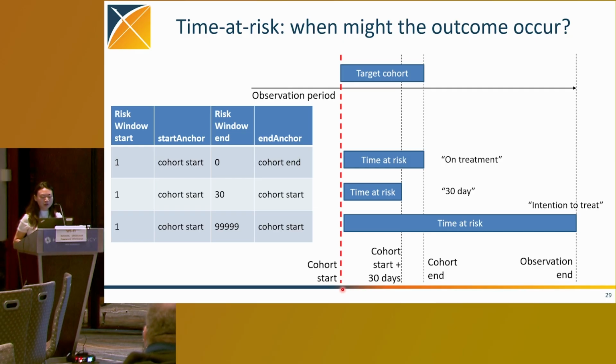3 examples I have here. You can say, okay, at cohort start, that's when they start taking the ACE inhibitor or whatever drug, and then I'm going to observe them until cohort ends. So this is called on treatment. You're going to observe someone until they stop taking the drug. Or you can say, I don't really care whether or not they're on the drug. I'm going to observe them for 30 days after they start taking the ACE inhibitor. Or I'm going to observe them for 365 days after they take the ACE inhibitor. So that's another way you can define this time at risk.